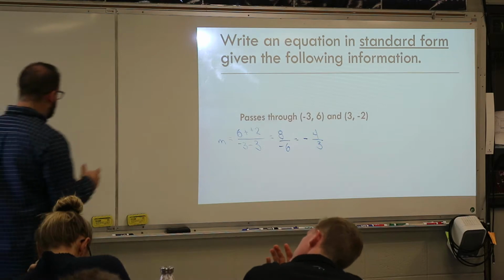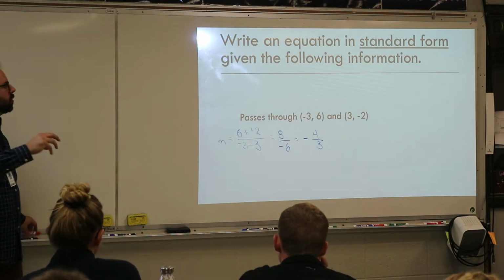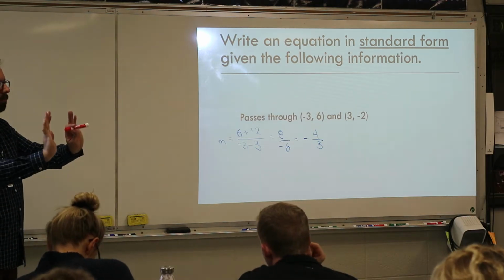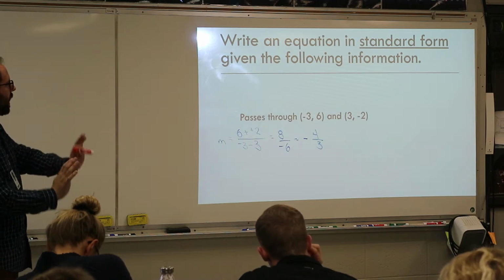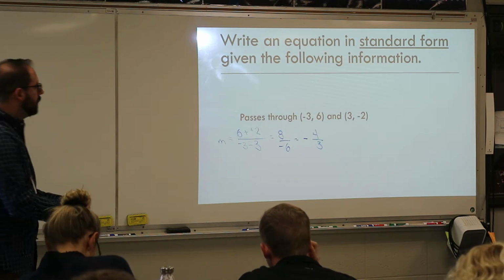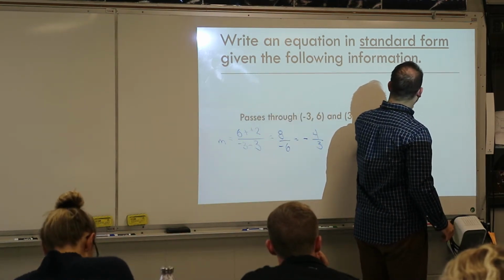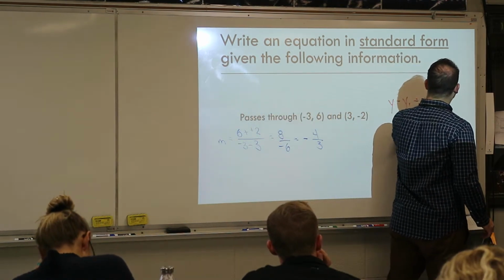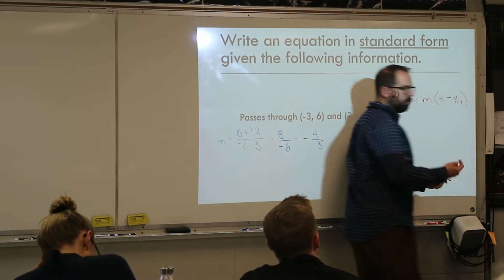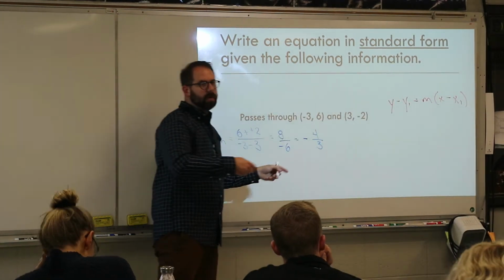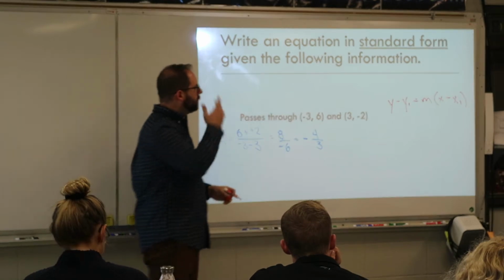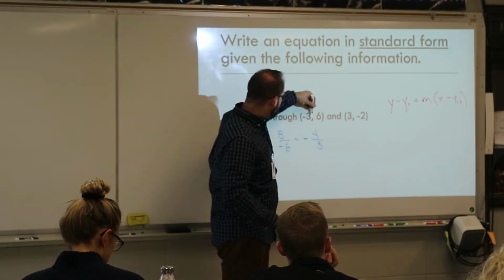Now, to finish this problem out, I want to make sure that I write this in point slope form, and then I'm going to rearrange this to standard. So point slope is y minus y1 equals m times x minus x1. So this is point slope form, because I just use a point and slope, and then I'll rearrange it to standard. So now, I get to pick one of the coordinates.